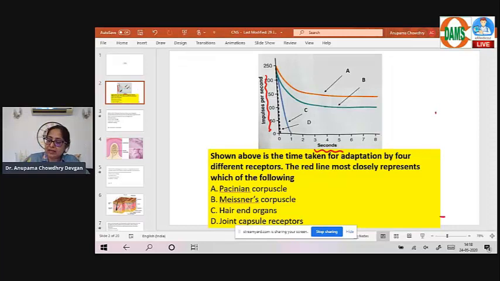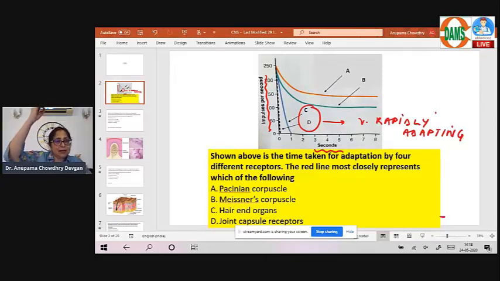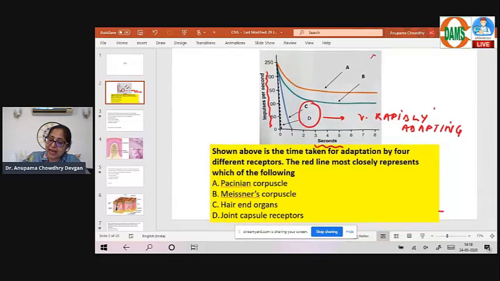Now, C and D are both very rapidly adapting receptors, isn't it? Because in these 2 cases, the impulse generation over time has decreased very rapidly. And if you look at A and B, these are slowly adapting receptors. C and D are rapidly adapting receptors.